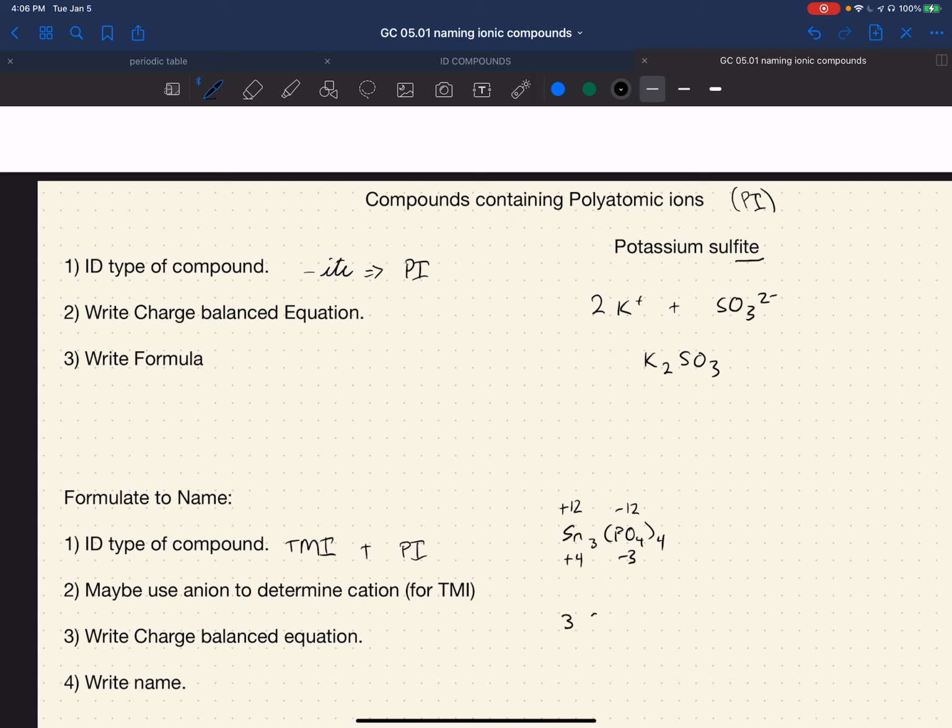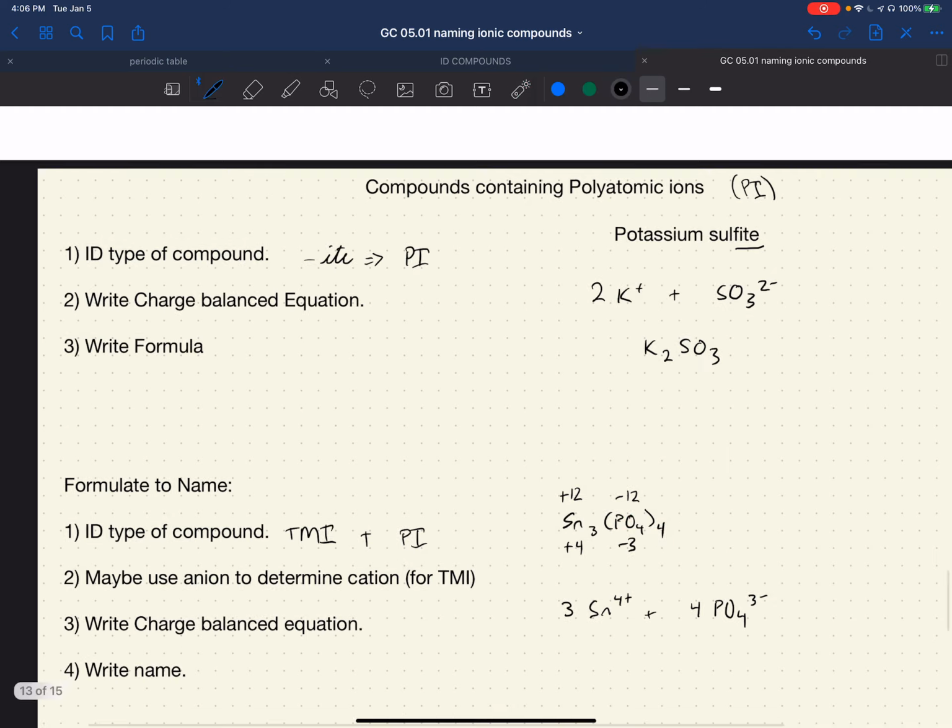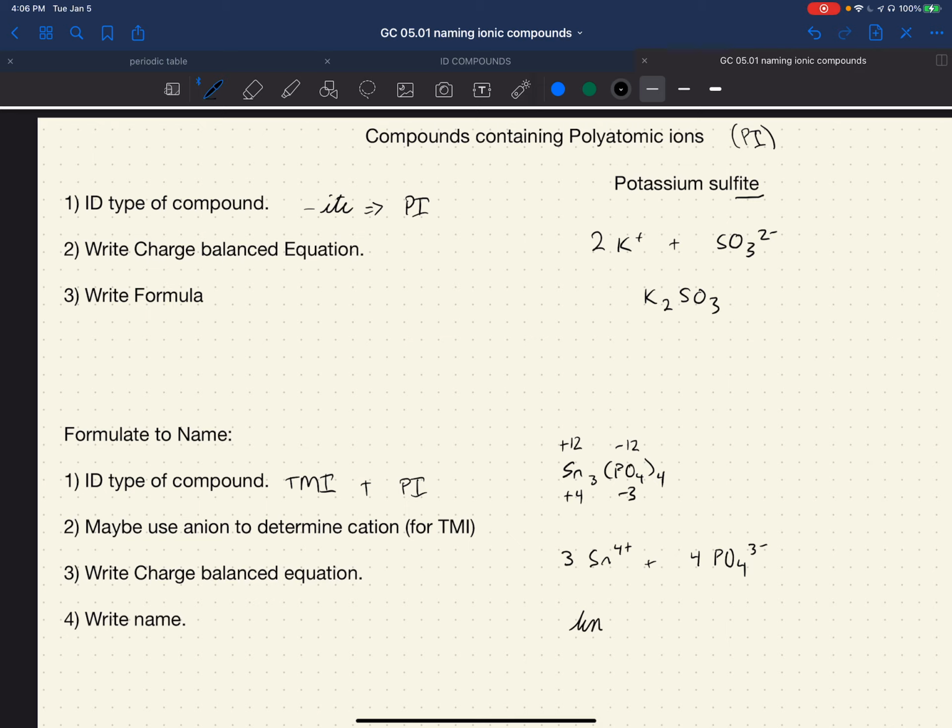So there are 3 Sn4+ and 4 PO4 3-. Okay, now this tells you exactly what these parentheses do. These parentheses are used to tell me that I have 4 of this polyatomic ion. So now I can just write the name, which is tin, and don't forget the Roman numeral here, tin(IV) phosphate. And that's how you use polyatomic ions in your naming.